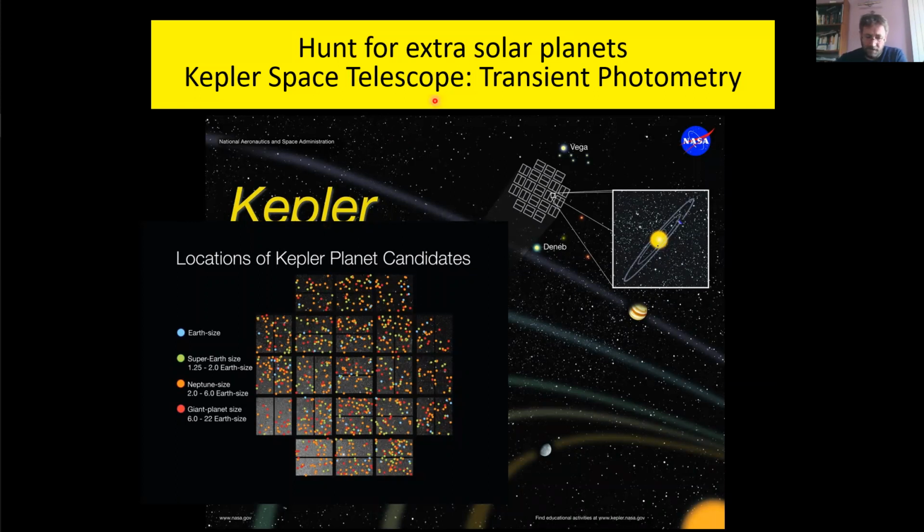And then looking here at this field that was covered by the cameras of the Kepler Space Telescope, looking at what types of planets were found: the giant planets, sized 6 to 22 Earth radii, Neptune size, 2 to 6 times the Earth size. So radius, not mass. Then super-Earth size, 1.25 to 2 times the size of the Earth, and then Earth-sized planets. And you see where they were found, and quite a lot.